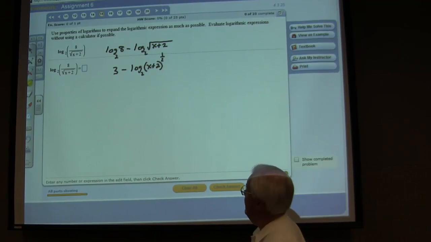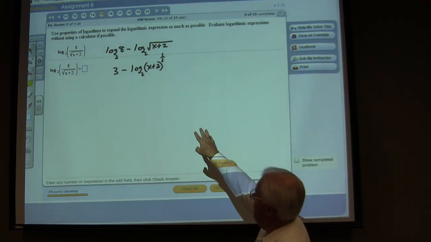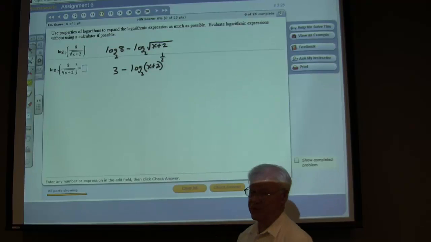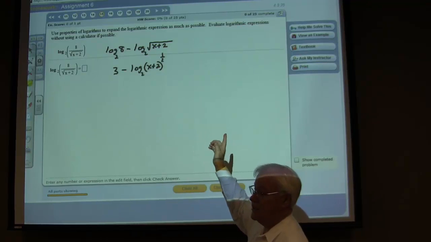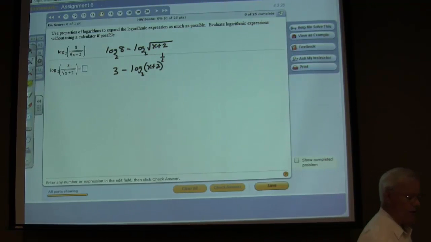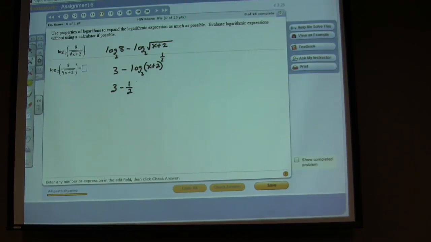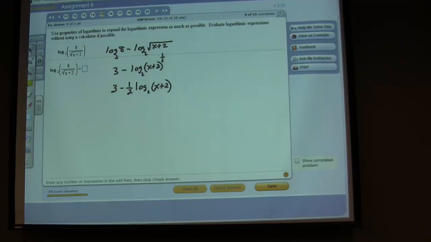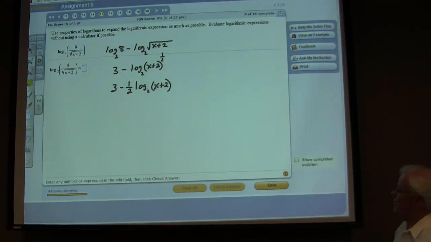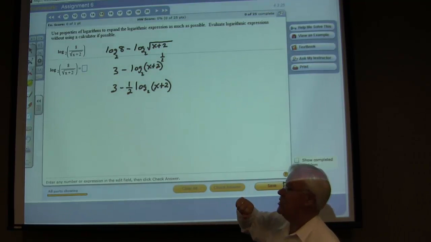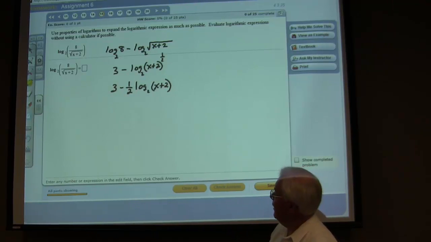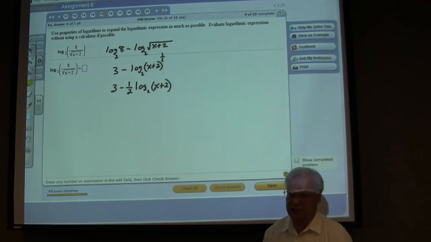But I can do one more thing. I have an exponent of something raised to an exponent. And when you have that situation, you can multiply the exponents. Remember, the log is an exponent. So this becomes 3 minus 1/2 times the log base 2 of x plus 2. But I can't go any further. I cannot separate a log of a sum because logs only deal with multiplication. So can't go any further than that. That is expanded as far as it can go.